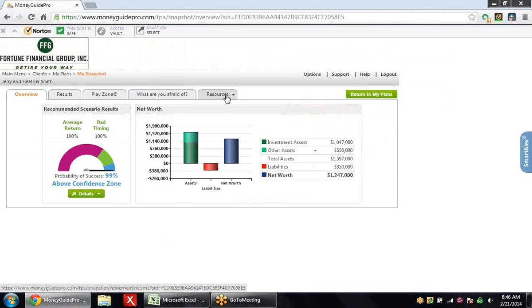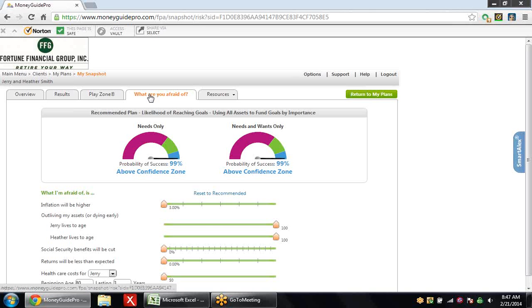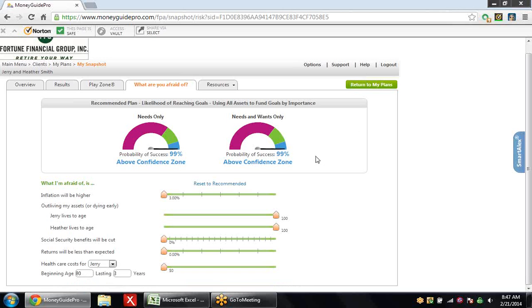Going back to the snapshot main area again, something else I like to use is the "what are you afraid of" area. This is a quick way to see how strong your plan is if our assumptions need to be changed. For example, while this shows needs and wants, we have a 99% probability of success. What happens if I'm afraid of inflation going from 3%, and I move the cursor to 4%? This gives me a real quick calculation of whether it really makes an impact or not.